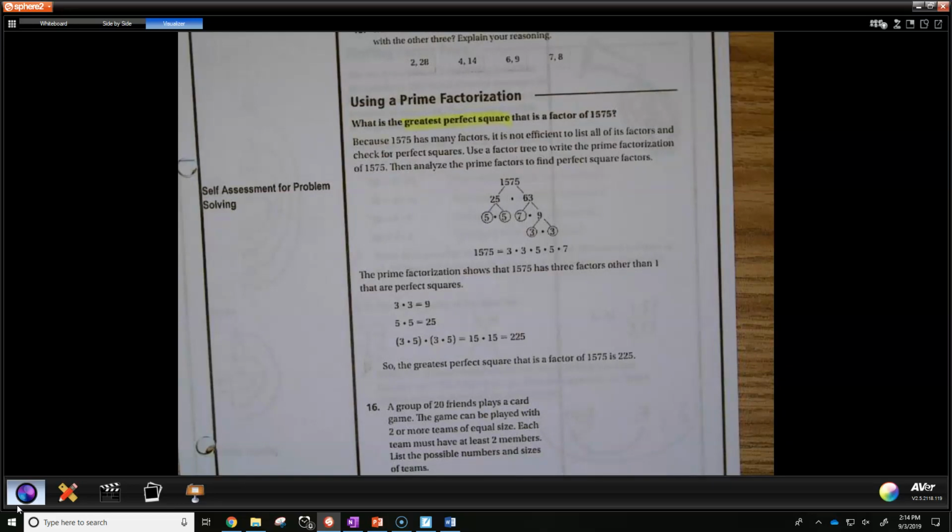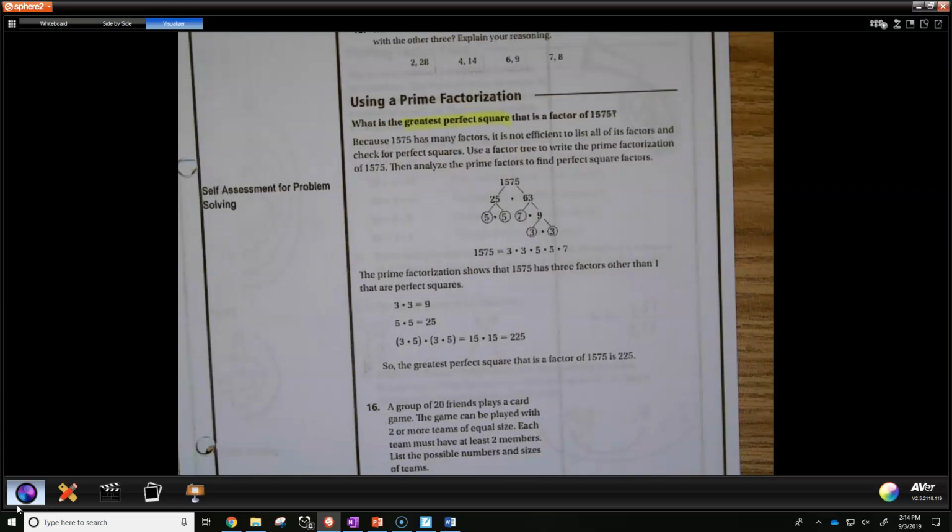Is 12 a perfect square? No. 3 times 3 is 9. 4 times 4 is 16. Is 24 a perfect square? No. So in 24, the only perfect square is 4, so it's the largest.